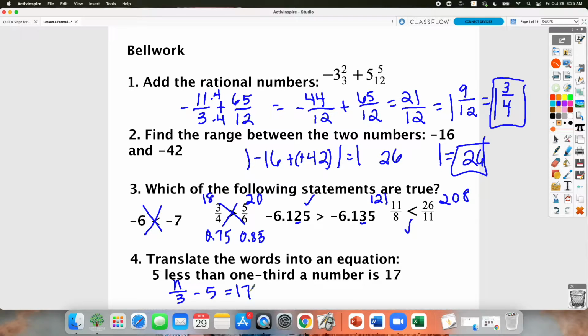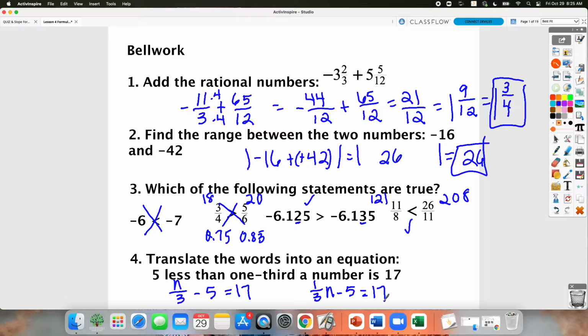N divided by 1 over 3 minus 5 equals 17. We wouldn't want to divide N by 1/3. What is 1/3 a number? Wouldn't that be the same thing as 1/3 of a number? So that word of means what operation? Multiplication. Yeah. So we could have also written it as 1/3 N minus 5 equals 17. Either one of those would be correct.